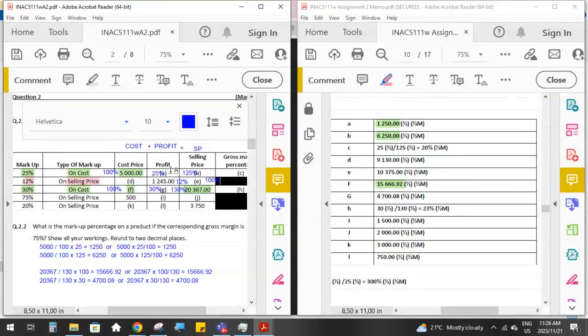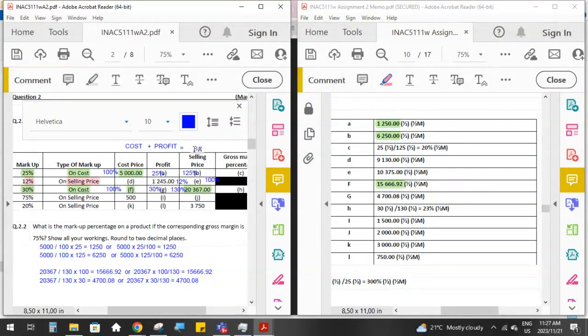Okay, because whatever the profit is a percentage of is the base that we start with, and the base that we start with is always 100%. So because it's a markup on selling, the profit is 12% of the selling price, which means my selling price was my starting point. My starting point must be the 100%. In this case, I'm not adding 12%. The profit is 12% of the selling price.